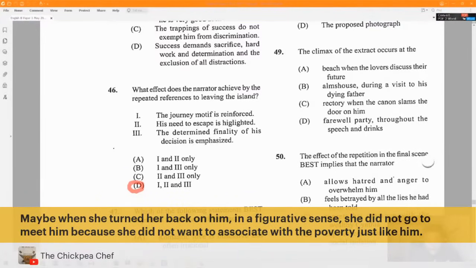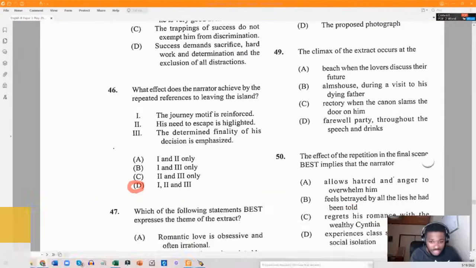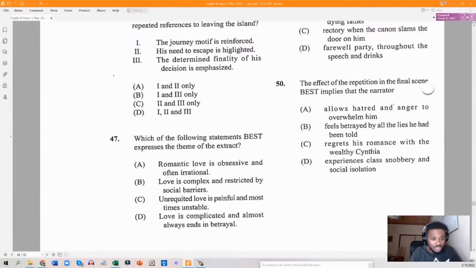Precisely, chef. This is exactly it. That's exactly it. So guys, read that comment. And his need to escape the island is highlighted, of course. He really needs to escape because in his mind, it's like his way to escaping his past or escaping his association with poverty and stuff like that. And the determined finality of his decision is emphasized. So he's basically saying, I am leaving no matter what. I'm definitely leaving. So 46D. We're moving quickly so we can take a short break.